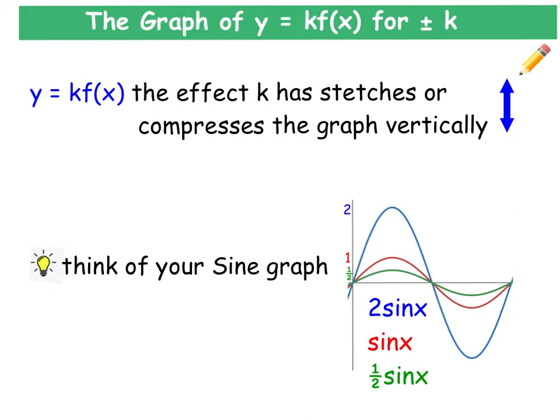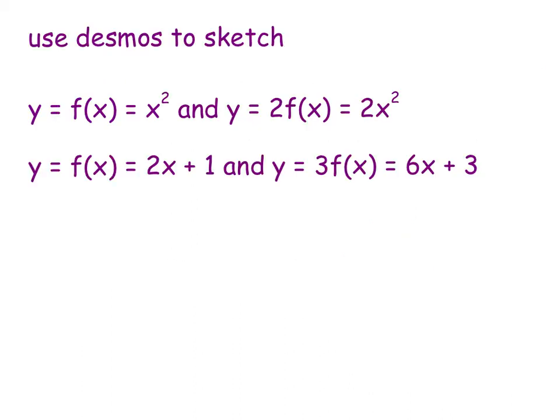So think of your sine graph, and I've got my 3 sine graphs here. The red one's the original. If you put a 2 in front, it stretches it up and down. If you put a half in front, then it compresses it up and down and makes it not as tall. So if in doubt, again, think of your sine graph, okay? Again, I would go to Desmos, and this is what we'd sketch. This is what I'm going to show you in the next slide. Obviously, they both appear together at the same time for you though.